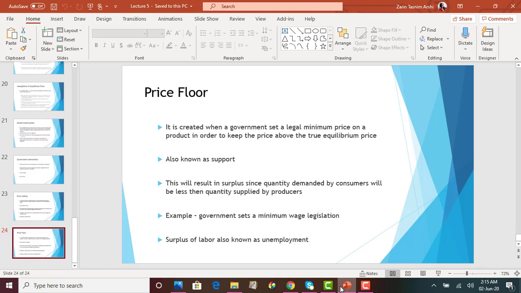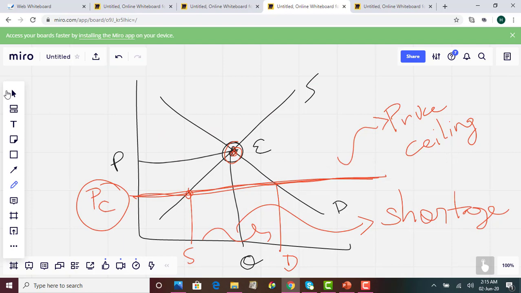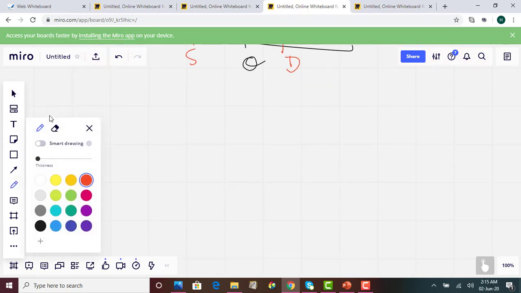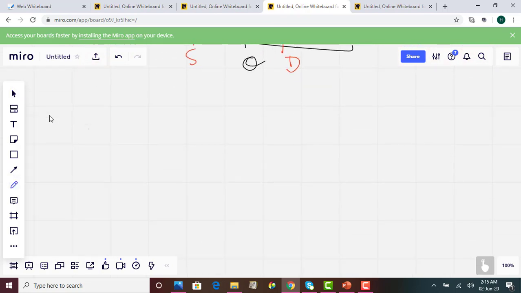The second policy is called the price floor. Price floor is created when a government sets a legal minimum price on a product in order to keep the price above the true equilibrium price. It is also known as the support. So again, if we look at it in terms of a graph, what it is saying is the price that producers can charge needs to be greater than the equilibrium price, but it cannot be below that price.